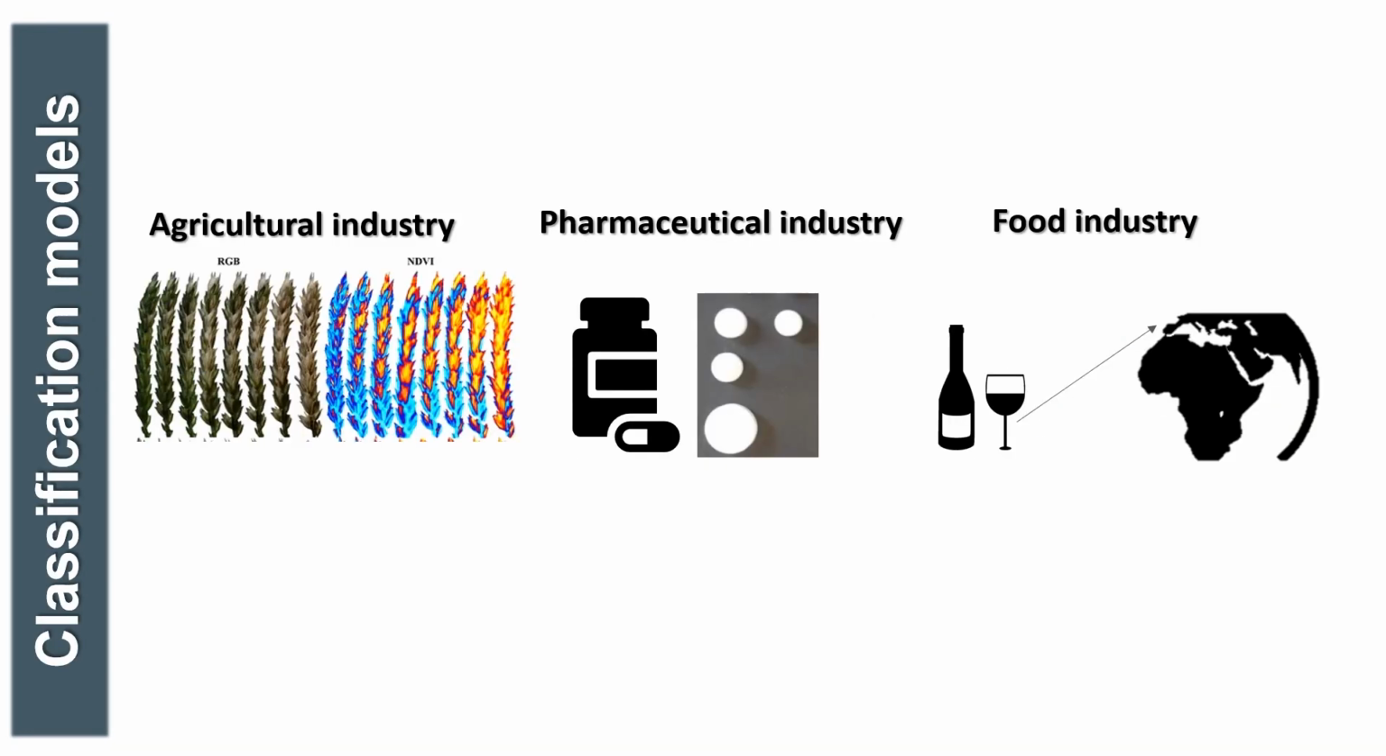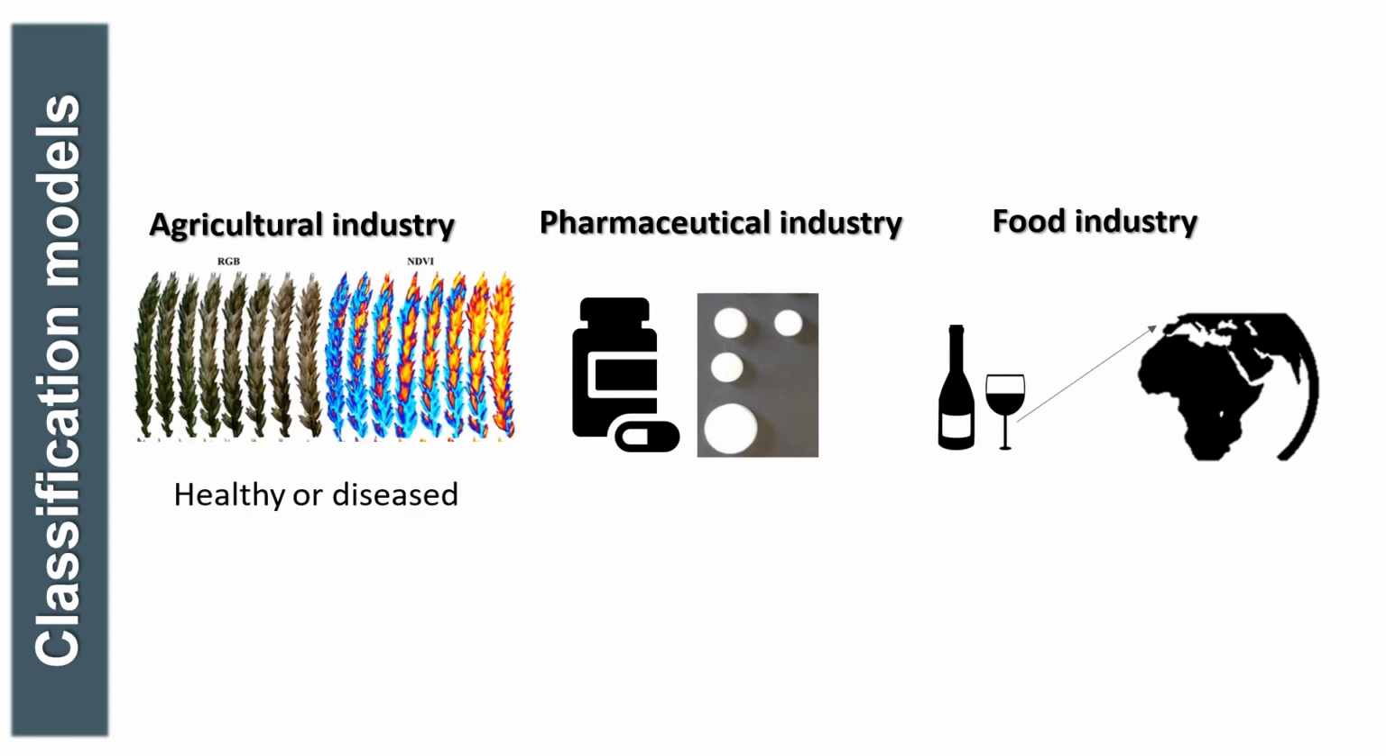NIR spectroscopy can also be used to develop models. There are two types of models: classification models and quantification models. Classification models are developed when a category is assigned to a sample. In the agricultural industry, the goal may be to determine if a plant is healthy or diseased.